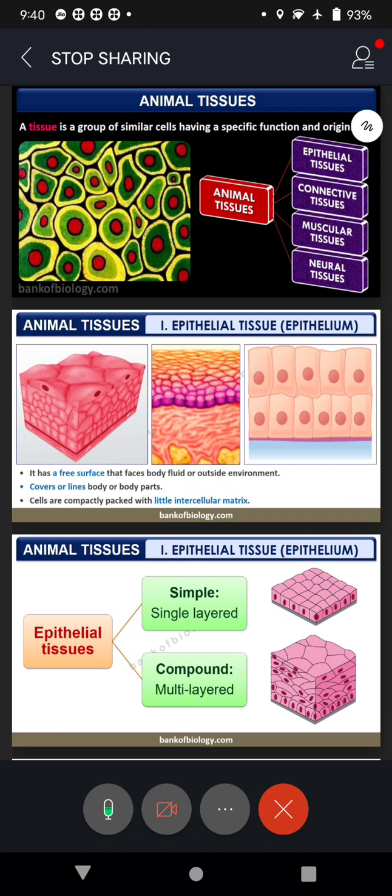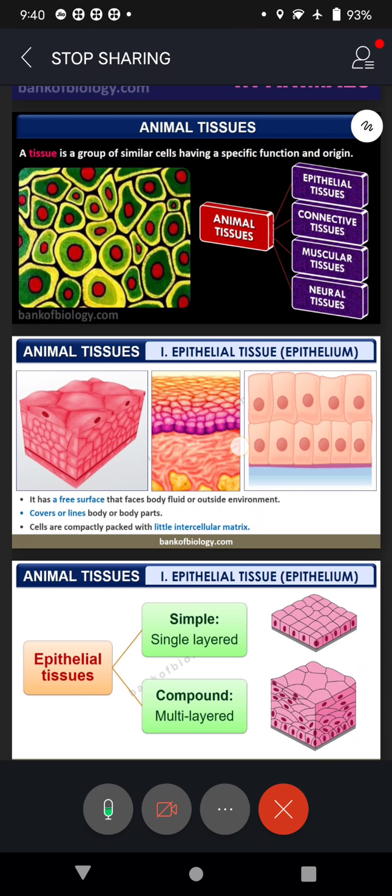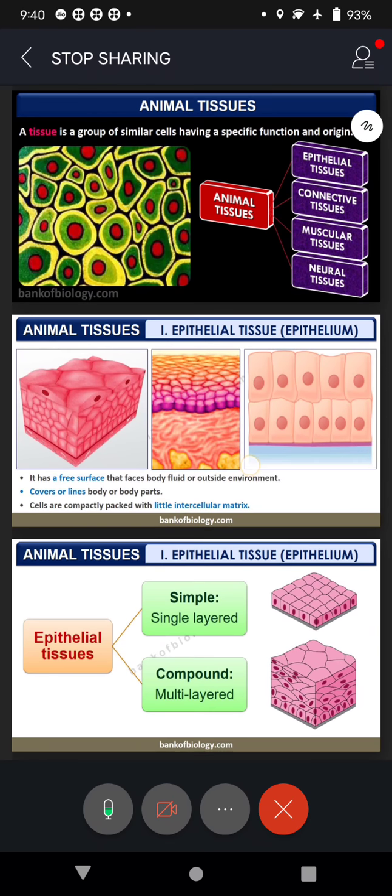Just think in reverse also: if all the cells present in our thigh were round, would the thigh bear all the weight of our body? Our two legs bear the entire weight of our body, particularly the knees, isn't it? Imagine if they were not strong, only spherical cells, what is our fate? So thanks to cell differentiation.